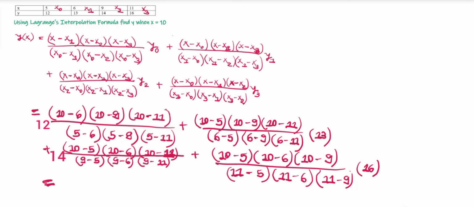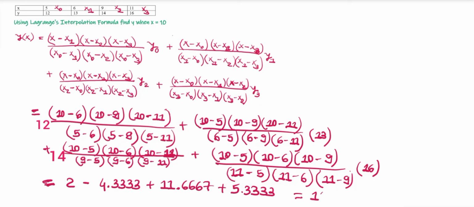So it will be equal to 2 plus the second term comes out to be minus 4.3333 plus third term is 11.6666 plus 5.3333, which is equal to 14.6666. That is 14.667. So this is the value of y of 10. That is the value of y when x is equal to 10.